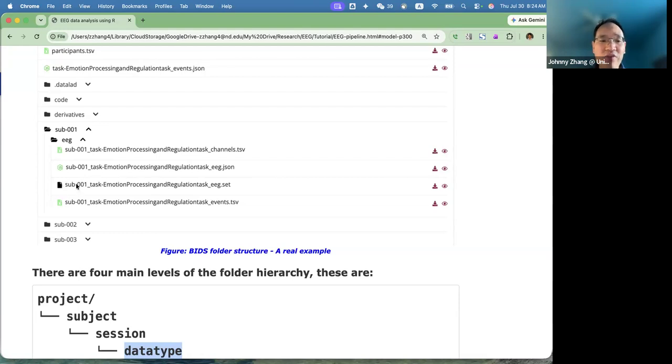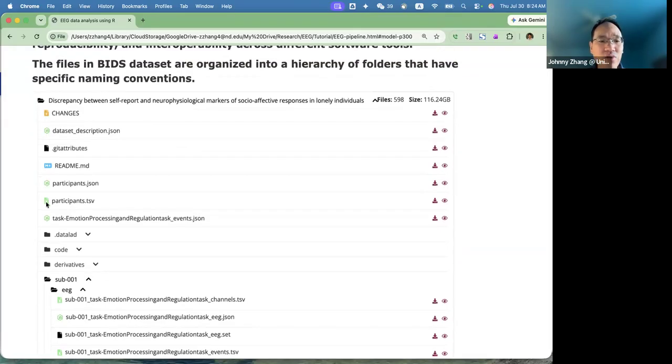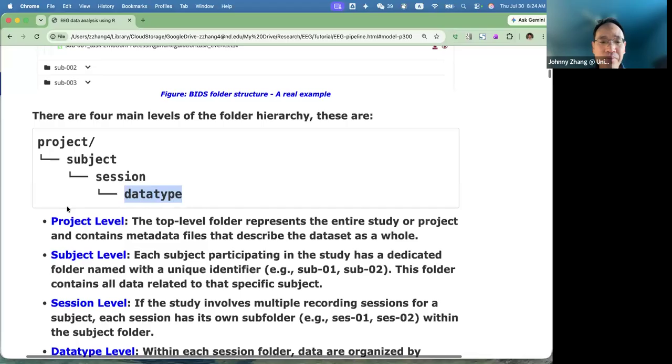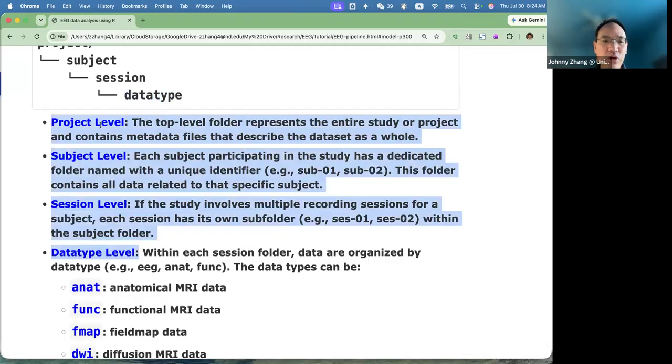Okay, so this is one for one person. We may have other subjects, other participants here too. And then we may have other files to represent other information I'm going to talk about later. So we have this kind of folder structure: project, subject, session, and data.